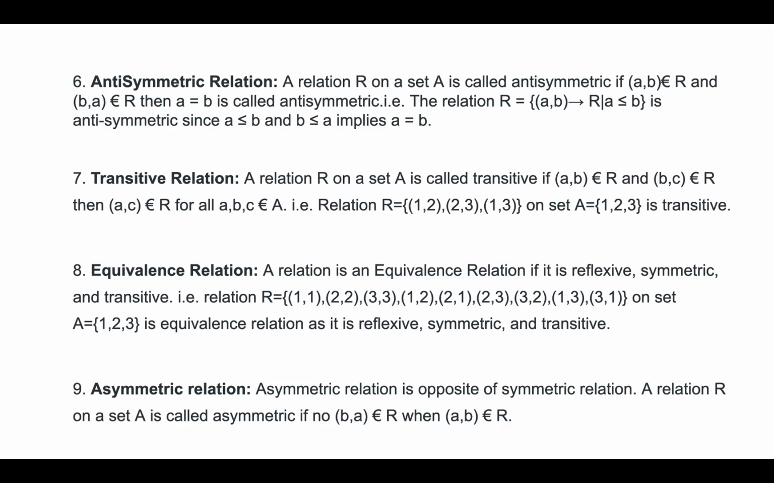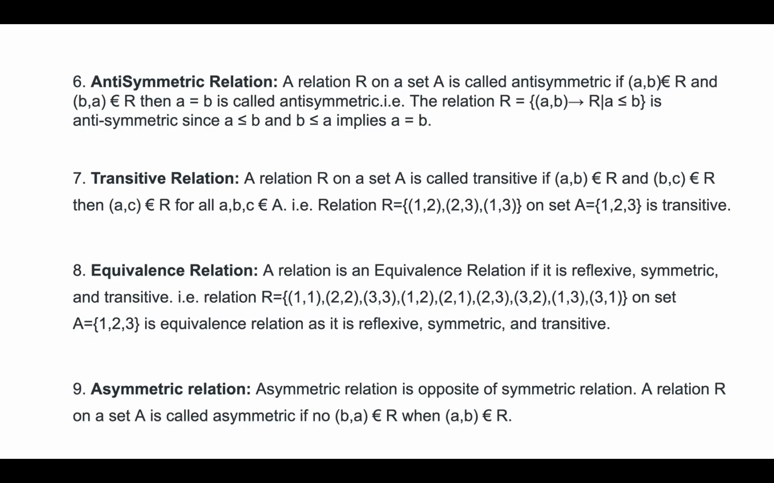Okay, antisymmetric is what? Antisymmetric is when a ≤ b and b ≤ a implies that a equals b, and such (a, b) are included in the relation, then that relation is known as antisymmetric. If for (a, b) belonging to R, (b, a) belonging to R is not there in the relation, then that relation is known as asymmetric relation.